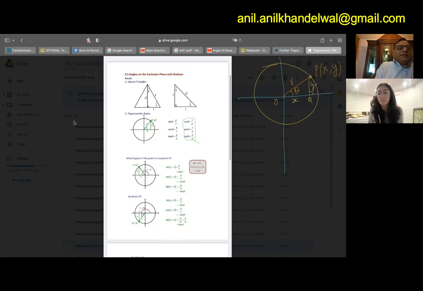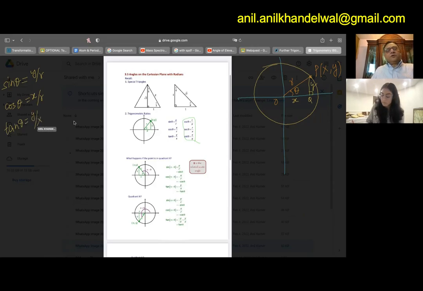So now, what is sine theta equal to? Sine is opposite side, y over r. What is cos theta? x over r, and tan theta is y over x. Is that clear? You remember SOHCAHTOA? Sine is opposite over hypotenuse. Cos is adjacent over hypotenuse. Tan is opposite over adjacent. So I'm writing it in a different, shorter way, showing you the ratios for each trigonometric ratio. Now, these are called primary trigonometric ratios.